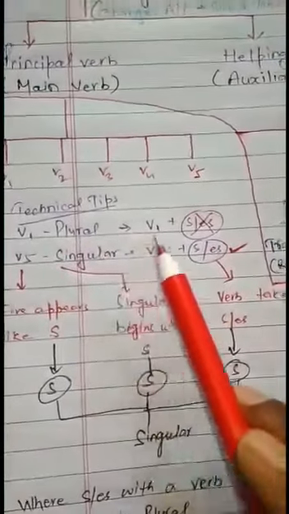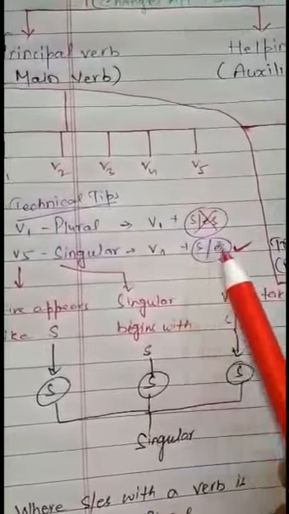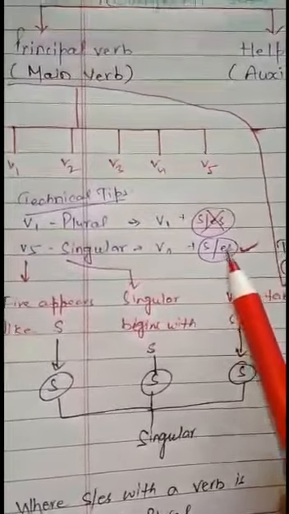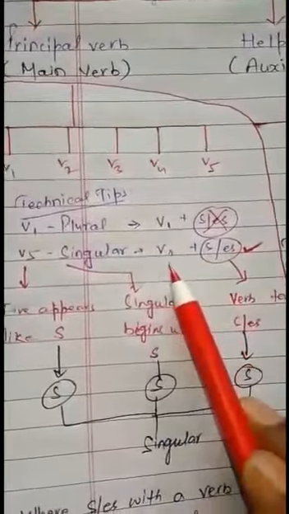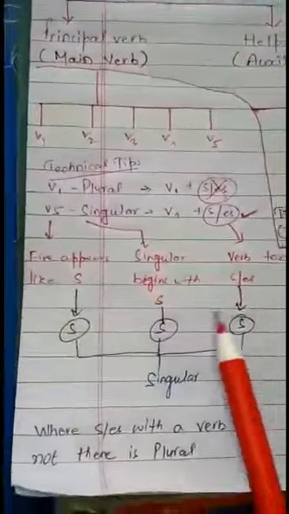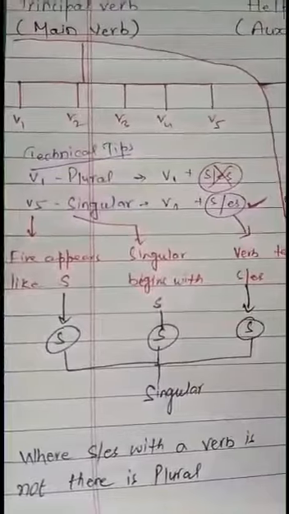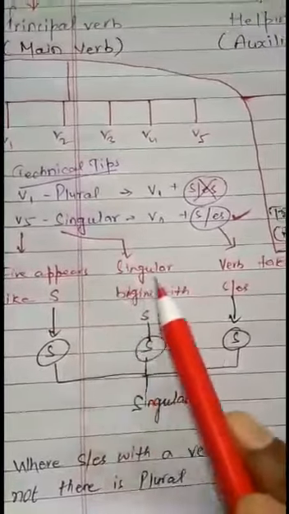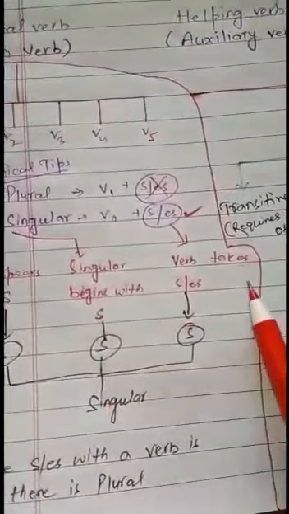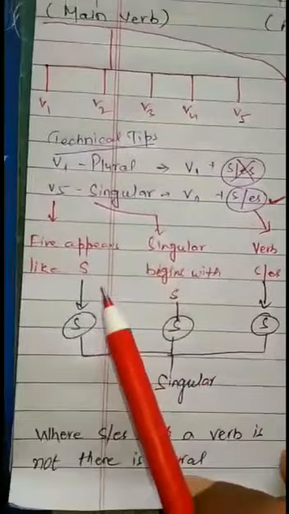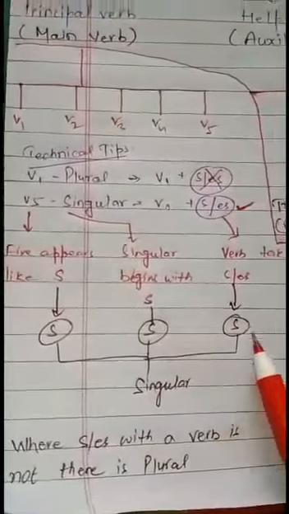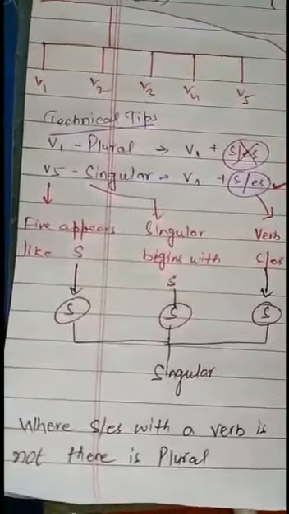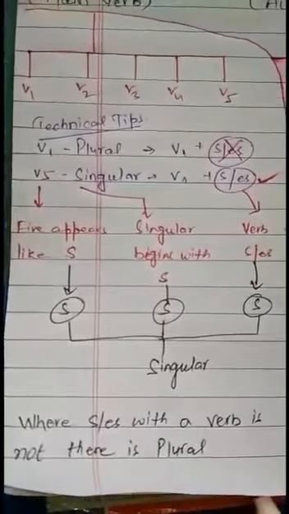Now let me describe V5. V5 is singular form. V1 will be there, and with V1 we have to use S or ES. Clear? The creation which you find after adding S or ES with V1, that is called your V5. Now one more technical tip is here. Just see, 5 appears like S, singular begins with S, verb takes S or ES. Here what is common? S and S. S stands for singular, where S or ES with a verb is not there, it is your plural.